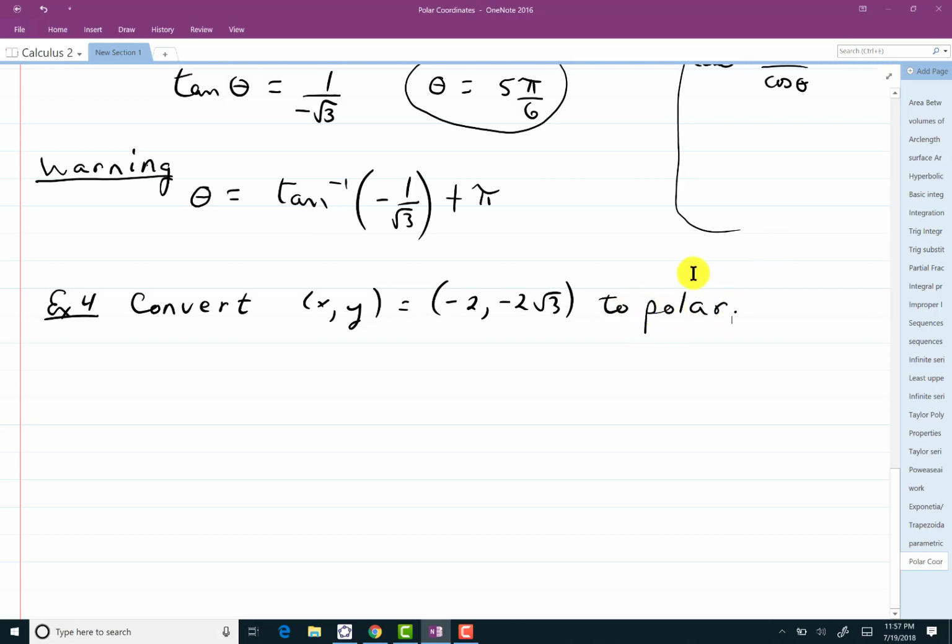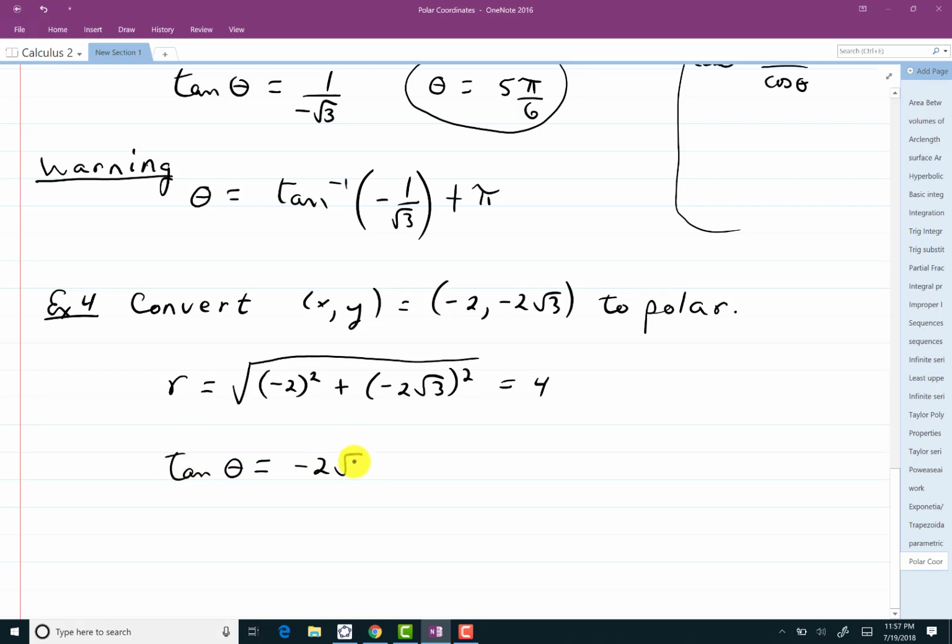Same deal. Here we're in quadrant 3, so keep that in mind when we're talking about the angle. R is easy. I'll have -2, that quantity squared, plus -2 radical 3, that quantity squared. Let me see, I have 4 plus 12, well that worked out nice, that equals 4. And then tangent of theta equals -2 radical 3 all over -2. In some ways it's almost desirable to leave it like this, but I'm going to simplify nonetheless. We end up with radical 3.